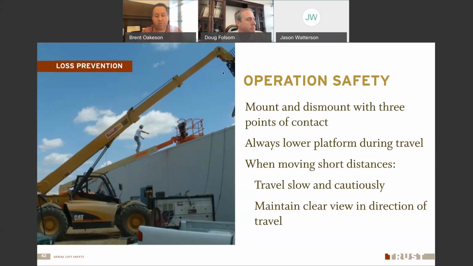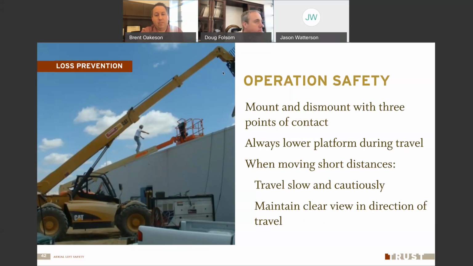Always lower your platform while you're traveling. Now, some equipment does get moved while you're in the basket, and some, like a bucket truck, you can drive the truck into position and then park the truck, go outside and go vertical. But some of them, you're actually standing inside of that basket and mobilizing that equipment from inside the basket. So when you do that, you don't want to be really high up in the air. You want to keep that lower to the ground.